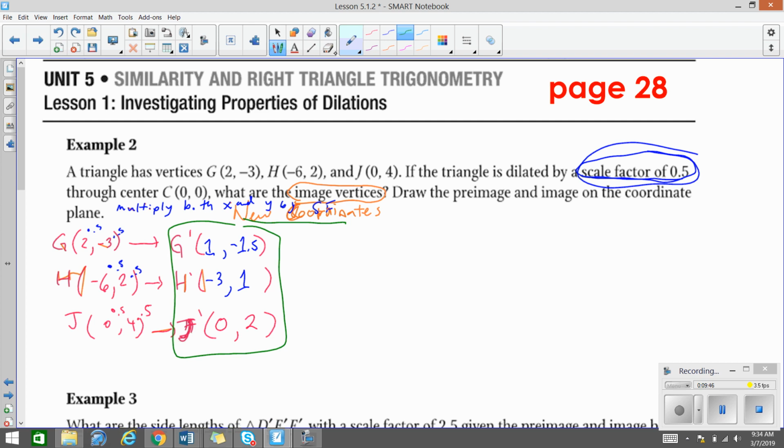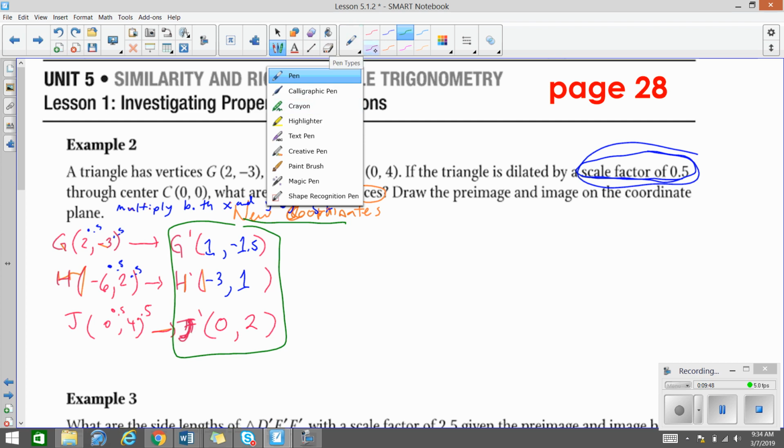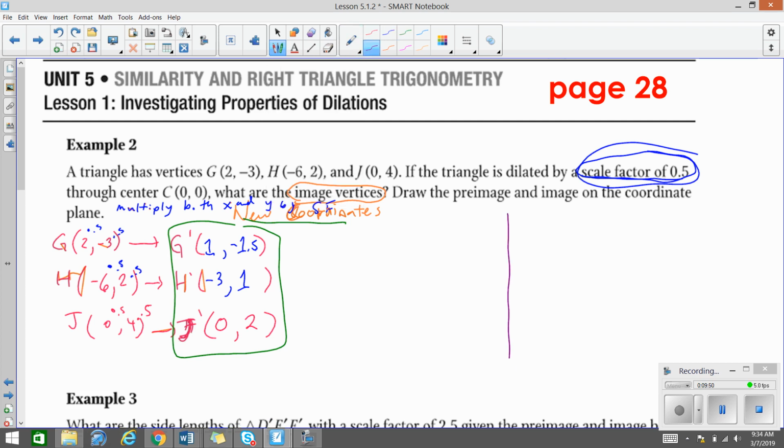So now let's graph what this looks like. This is a little mock graph. 1, 2, 3, 4, 5, 6, 7, 8. 1, 2, 3, 4, 5, 6, 7, 8.